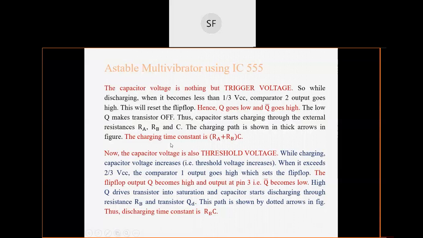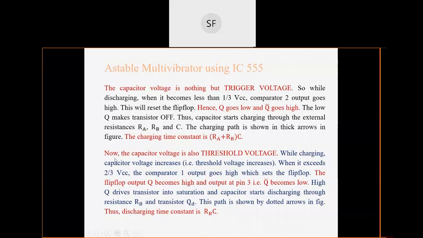Hence the charging time constant is Ra plus Rb multiplied by C. That means for how much time your capacitor will take for charging, it is called charging time. मतलब आपका कैपेसिटर कितने टाइम तक चार्ज होगा, so that time is nothing but charging time. So that charging time is given by this constant. This is called the charging time constant, Ra plus Rb into C.